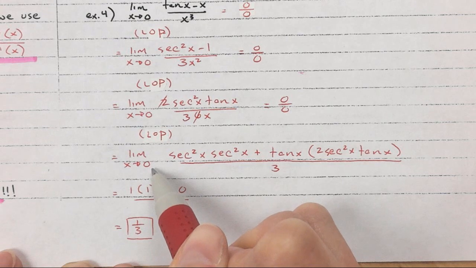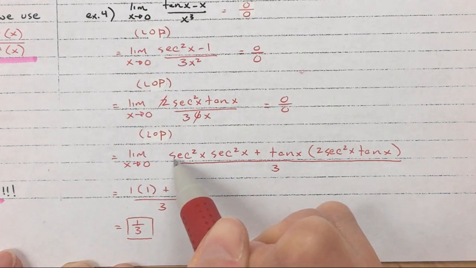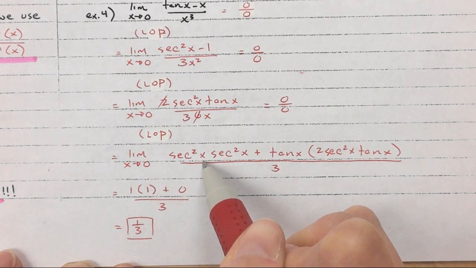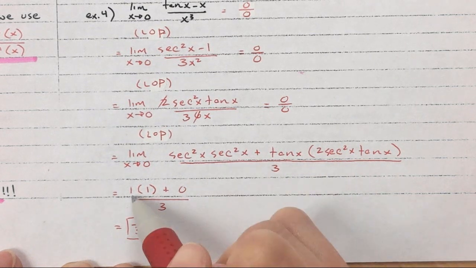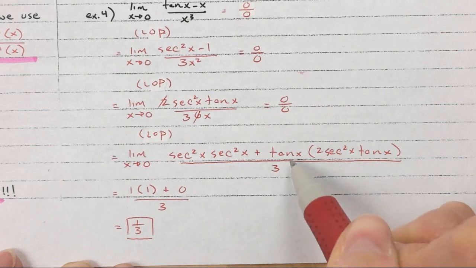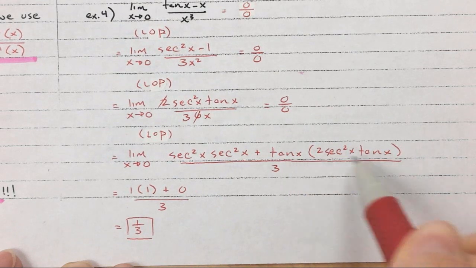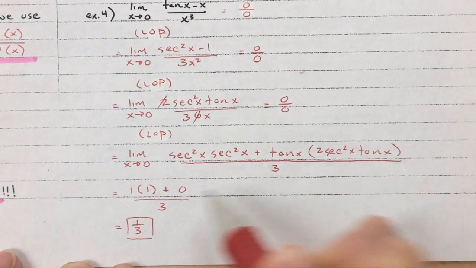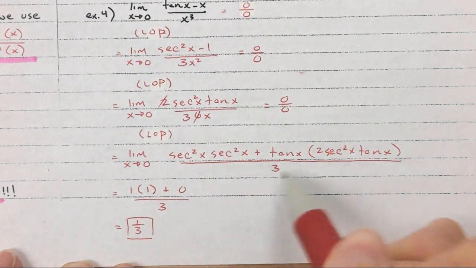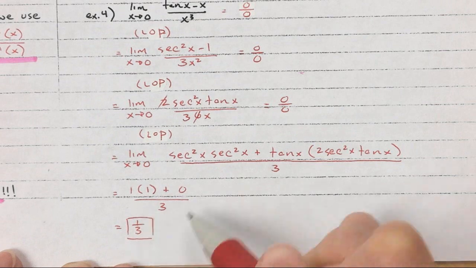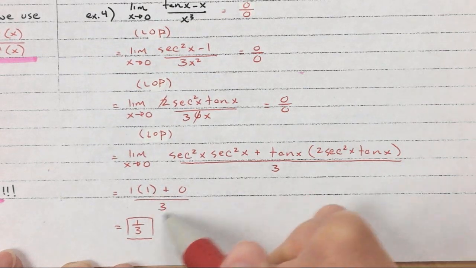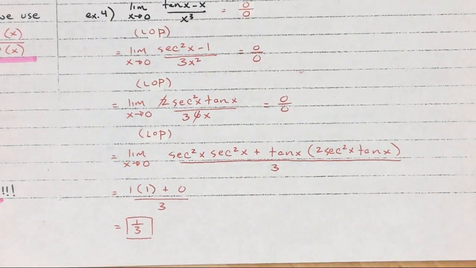I plug in 0. Right here, secant of 0 is 1. Secant of 0 is 1. Squared is still 1. So then here's my 1 and my 1. The tangent of 0, and then this multiplied give me 0. On the bottom is a 3. So I really have 1 over 3. That is not 0 over 0, so that is my answer, 1 over 3. Final answer.